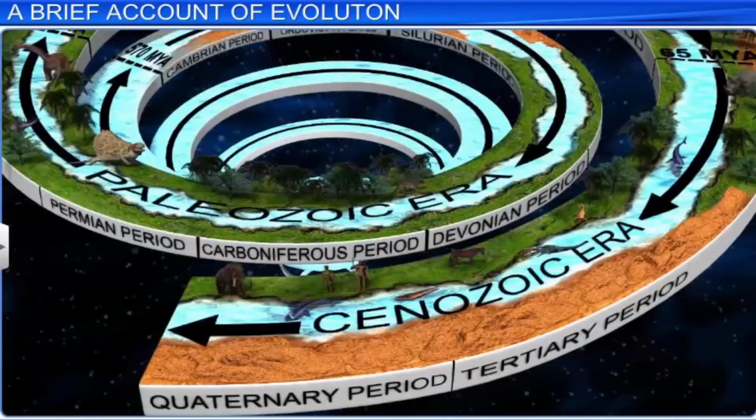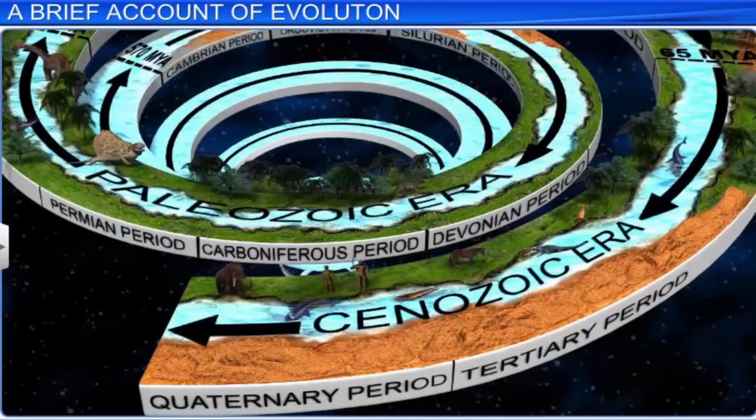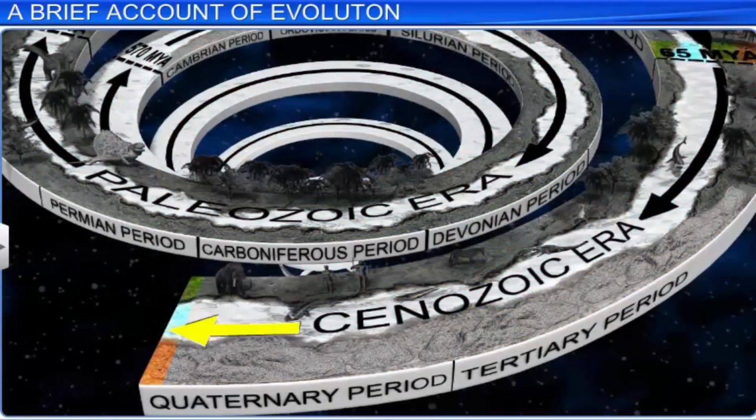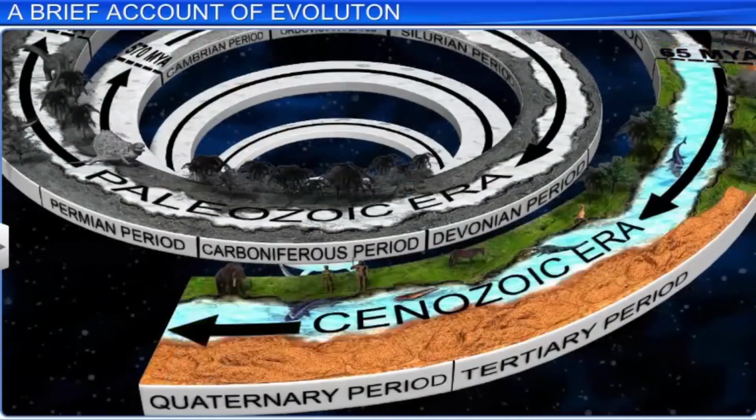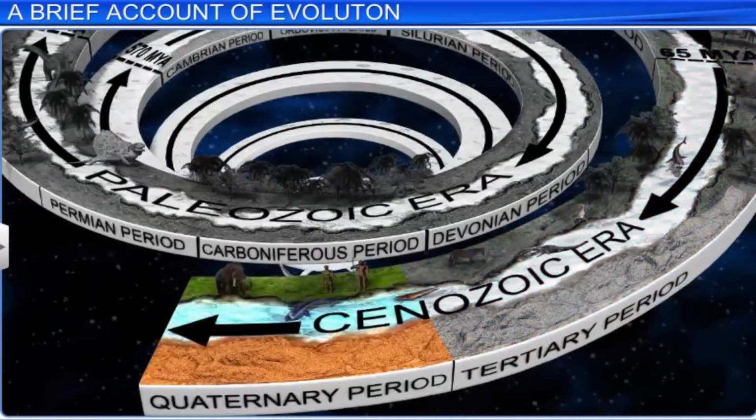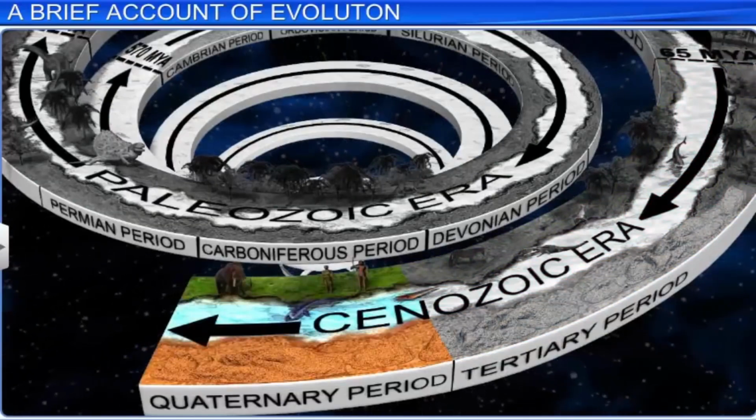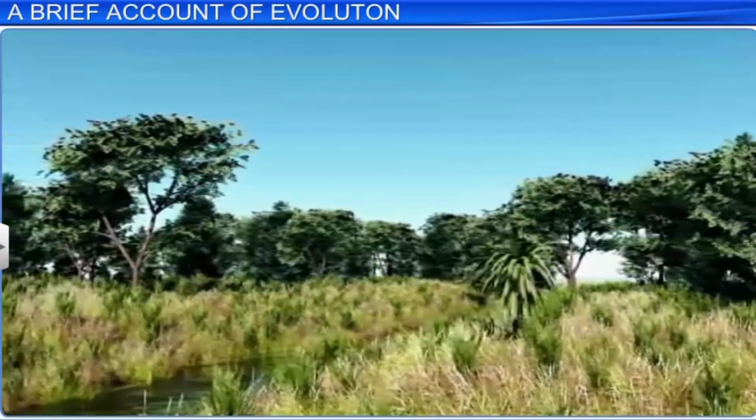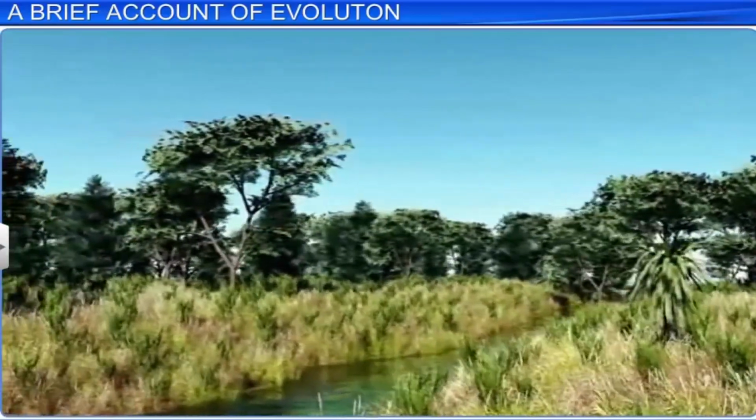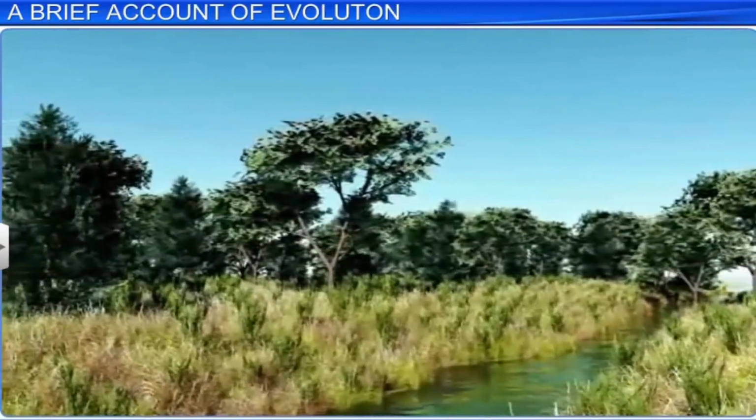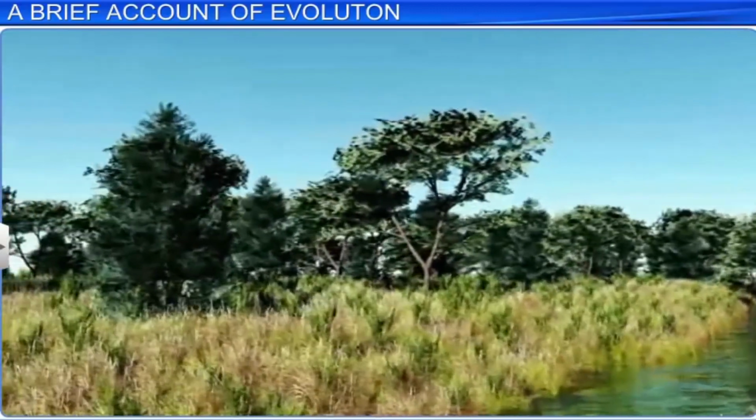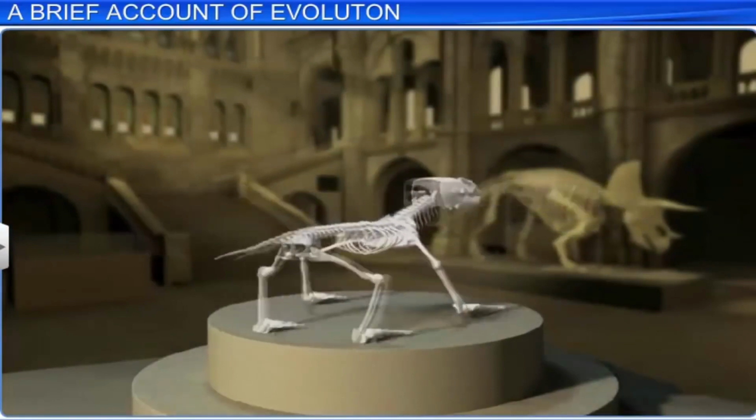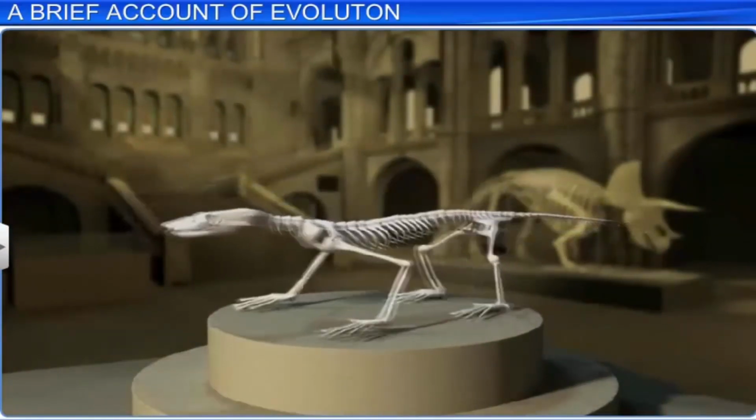Let us now take a look at the Cenozoic era, which began 65 million years ago and continues till today. This era includes the Tertiary and Quaternary periods. In the Cenozoic era, plants such as bryophytes and angiosperms flourished and continued to spread and diversify on Earth. This era is also known as the Age of Mammals, which are highly evolved vertebrates.